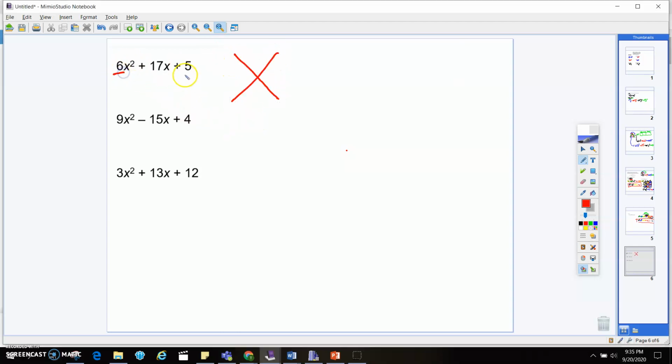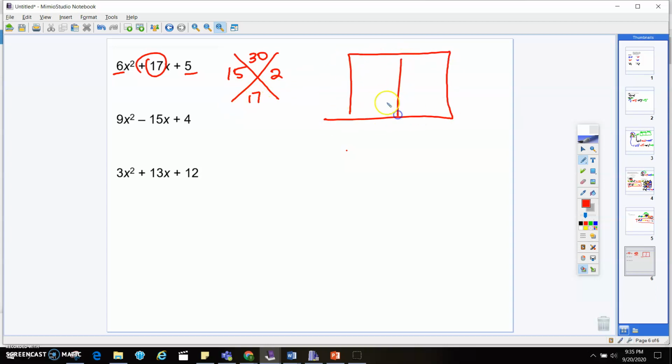We're going to take our A times C, which is going to give us 30, and our B is going to give us 17. What two numbers will make that happen? Well, factors of 30 would be 15 and 2, and if I add them together, I'm going to get 17. So now I'm going to use the box, and I know half of y'all dread the box. The first term is going to go in that last box, and those two terms I just found, I'm going to slap an X onto them and put them in here.